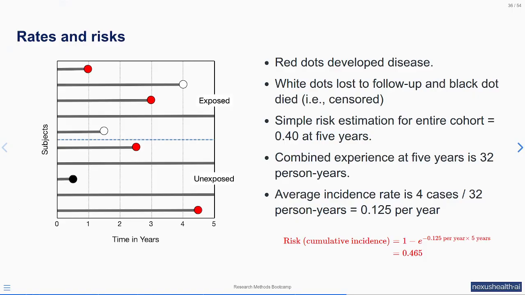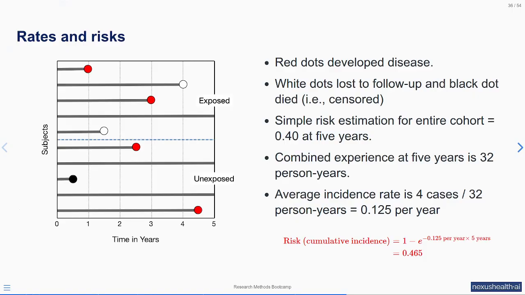So for example, look at the very first individual, the red dot, had 1 year. The second individual had 4 years. The third individual had 3 years, and so on. So what we do is just add up all the years spent in the study. And so that gives us a combined experience at 5 years of 32 years. So the average incidence rate is 4 cases per 32 person years, which works out to 0.125 per year.